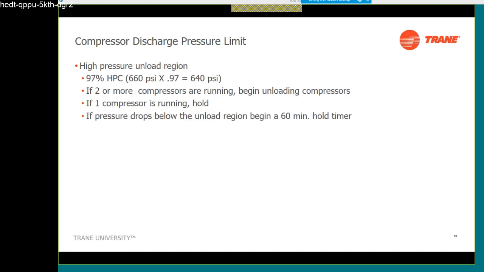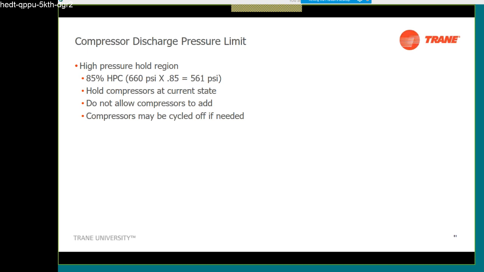Since we have a transducer though, as that pressure starts to go up, if we get to 97% of that high pressure cutout, so high pressure cutout 660, we approach 640, when we get above 640 but before we get to 660, we go into an unload region. If we have 2 or more compressors running, we start to unload compressors trying to drop that pressure down. If there's only one compressor running, then we hold that compressor where it's at. We do not allow to add any more capacity. Once that pressure drops back out of that unload region, you start a 60-minute hold timer. A lot of timers we start in this thing.